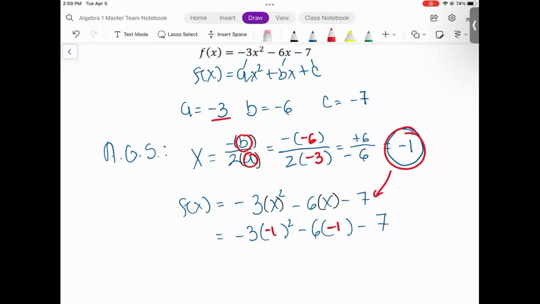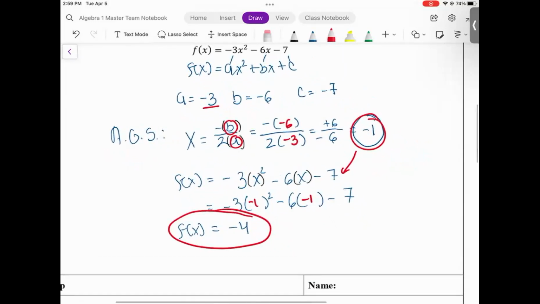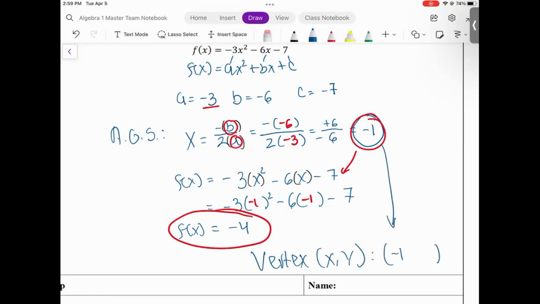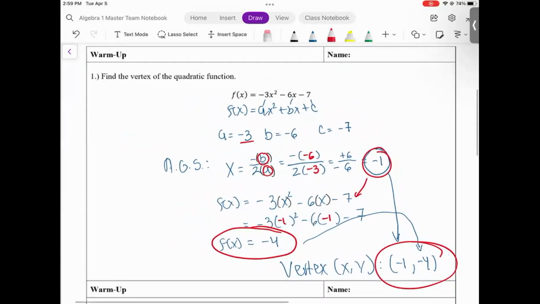And at this point, what I want you guys to do is simply just go ahead and put all of that into the calculator. And you should get f of x is equal to -4. So when we put those together, remember your vertex is your x comma y, which in this case, this is your x. And this is your y. So the vertex for this quadratic function is -1 comma -4.